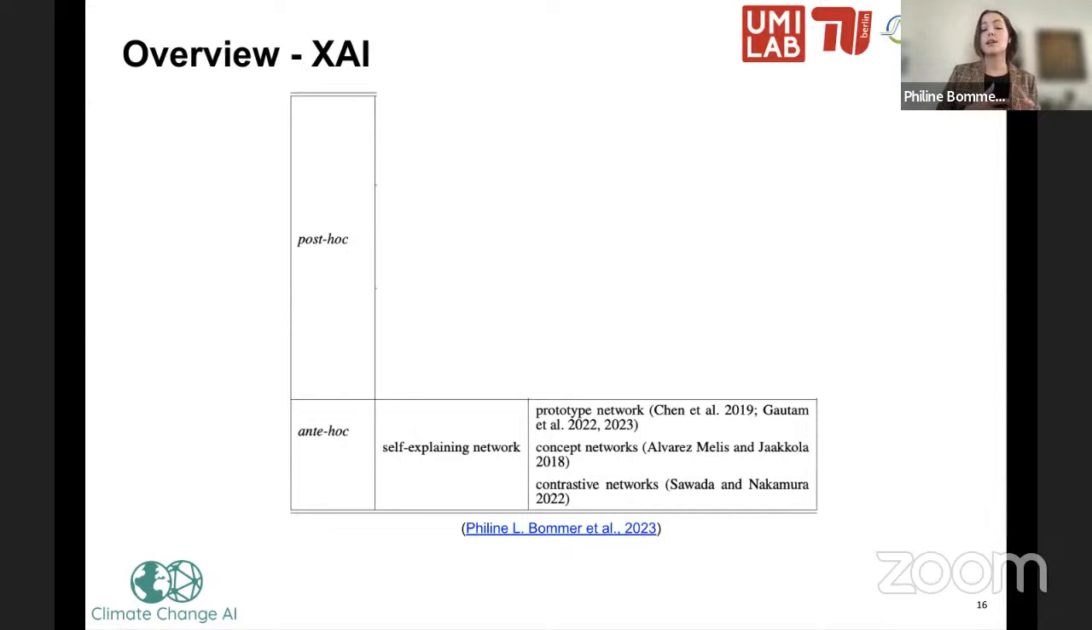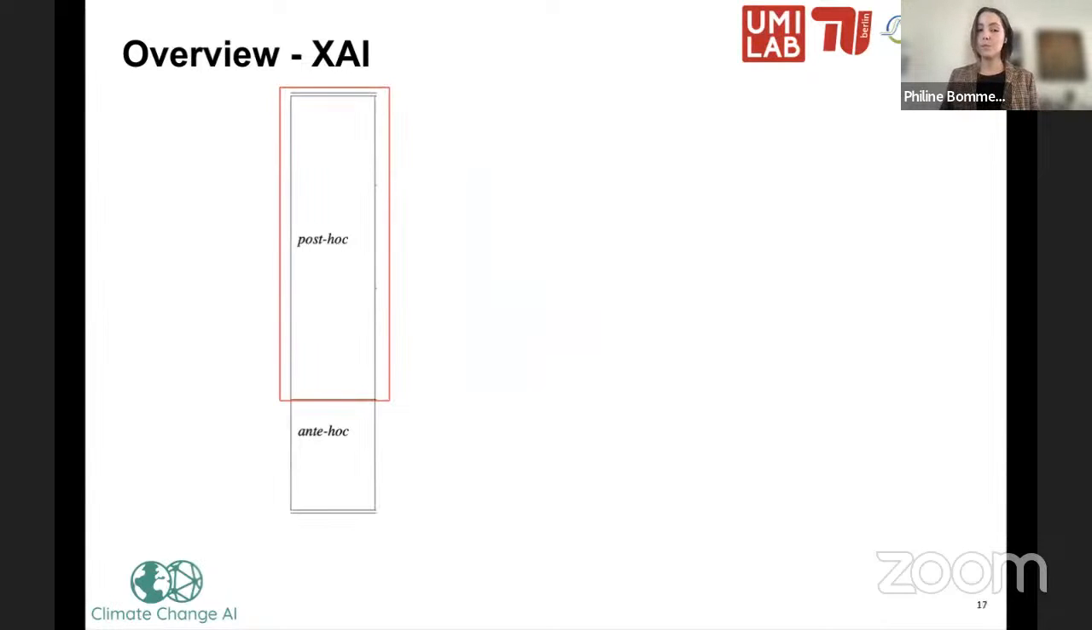There are also such things as concept layers that work quite similarly, and also contrastive networks that try to give you comparisons to make it more understandable how the network makes its decision. The second big group is the post hoc methods, which is what we focus on since they provide a little bit more flexibility as you don't have to adjust the network architecture. So they can be applied to already trained and existing architectures.